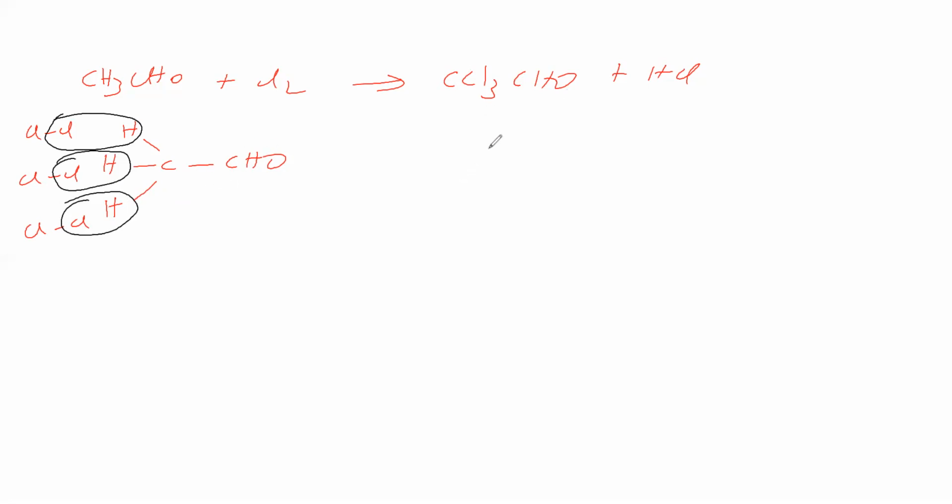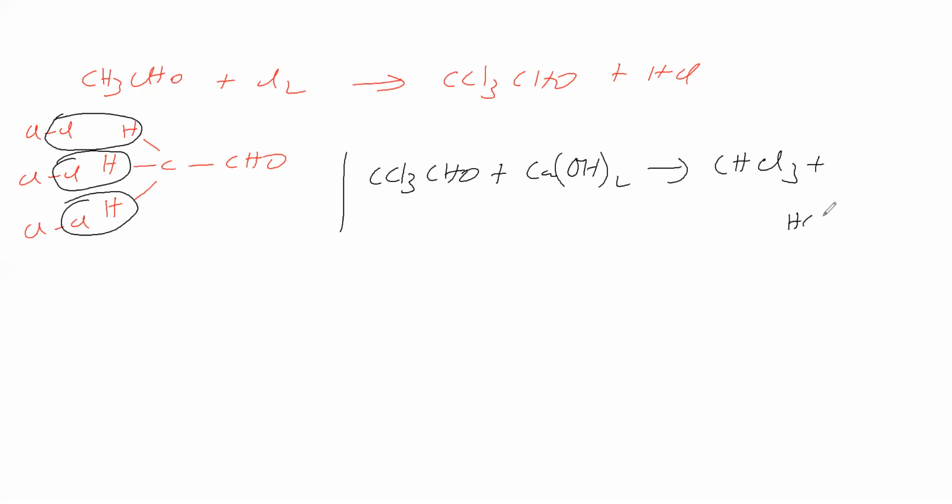Then this CCl3CHO, chloral, is treated with a base. Calcium hydroxide gives chloroform. CHCl3 is obtained. So we are getting chloroform. And this aldehydic part becomes formate. Calcium is there, therefore calcium formate. Calcium formate we are getting. This aldehyde part becomes formate.